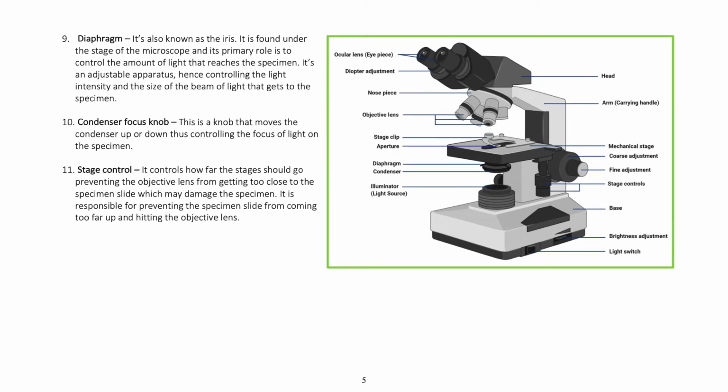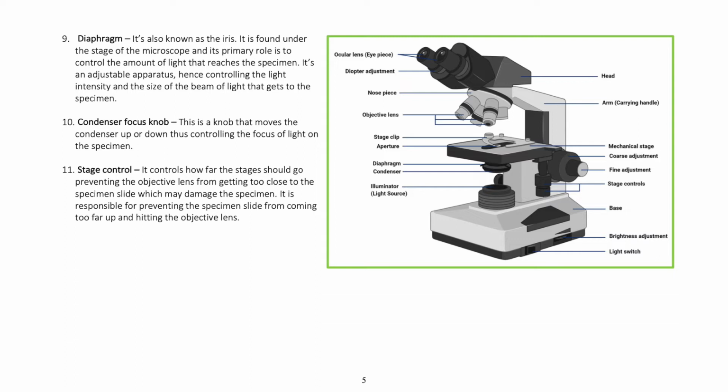Diaphragm. It is also known as the iris. It is found under the stage of the microscope, and its primary role is to control the amount of light that reaches the specimen. It's an adjustable apparatus, hence controlling the light intensity and the size of the beam of light that gets to the specimen. Condenser focus knob. This is a knob that moves the condenser up or down, thus controlling the focus of light on the specimen.